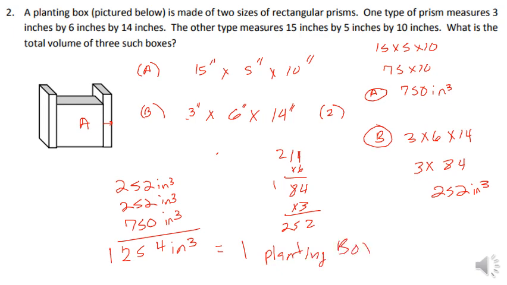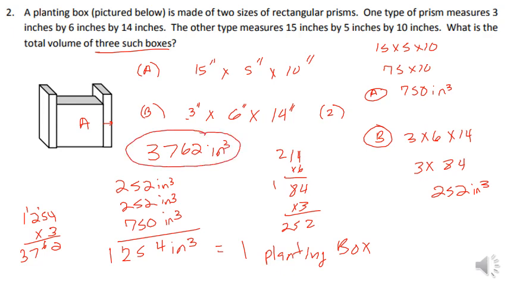According to this, they want, let's see. Planter box below is made of two sizes, one type that, other type this. What is the volume of 3 such boxes? I knew there was a 3 in there somewhere. So now I've got to take this 1254 and multiply it by 3. It's going to be 12, 15, 16, 6, 7. So 3 boxes are going to be 3,762 inches cubed. So that is our correct answer.